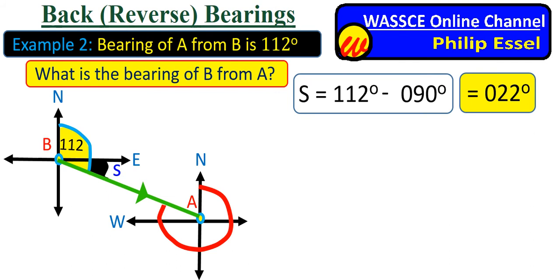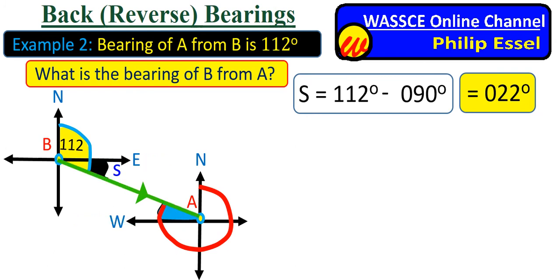Now let's determine our pair of Z angles, or our pair of alternate angles. So we draw our Z shape first. As you can see from the screen, the angle marked S is alternate with this blue angle. This means that the value of the blue angle is the same as the value of the angle S, which is 22 degrees.